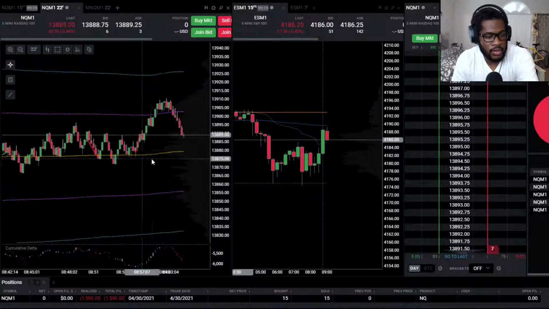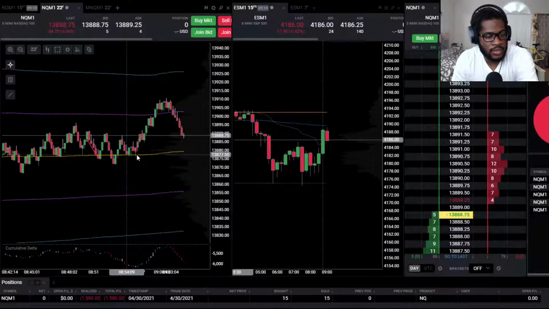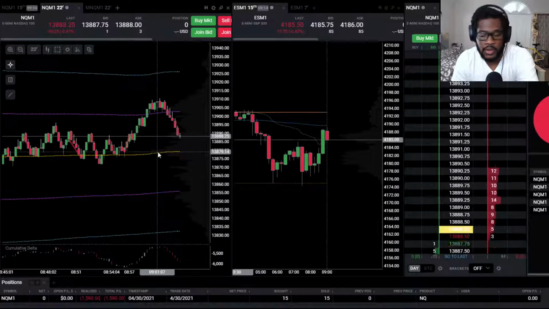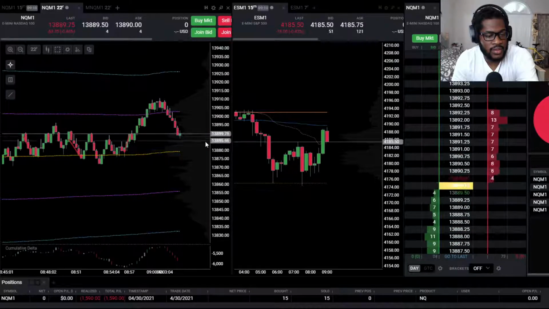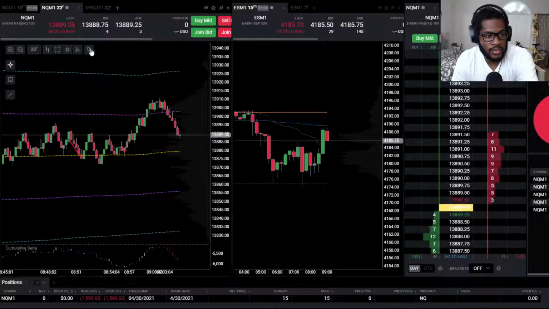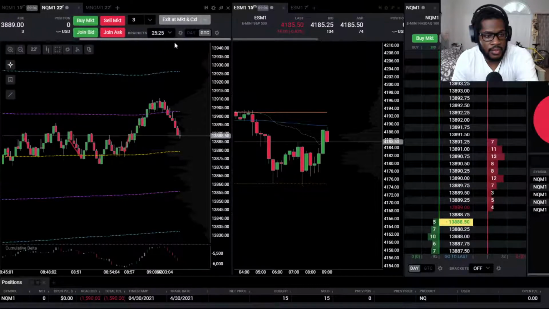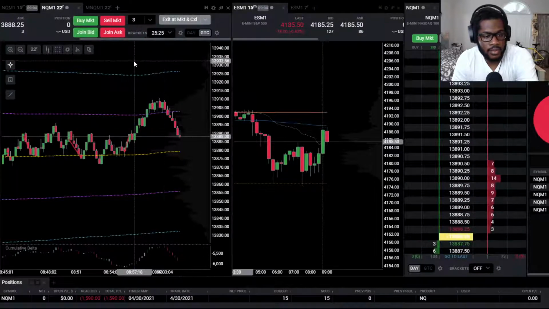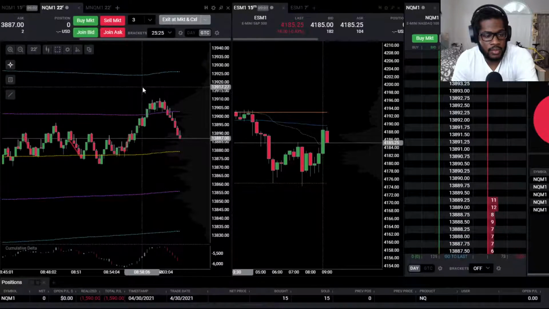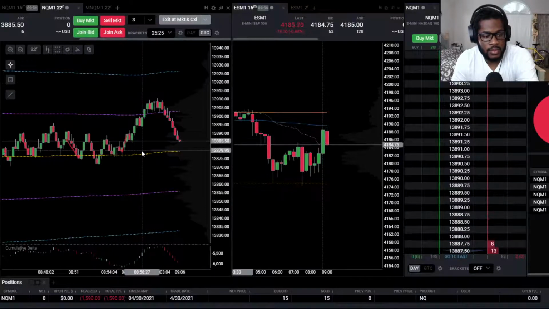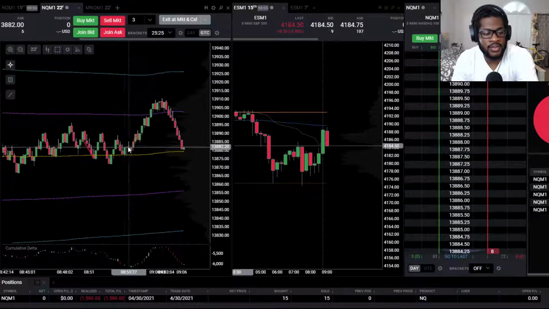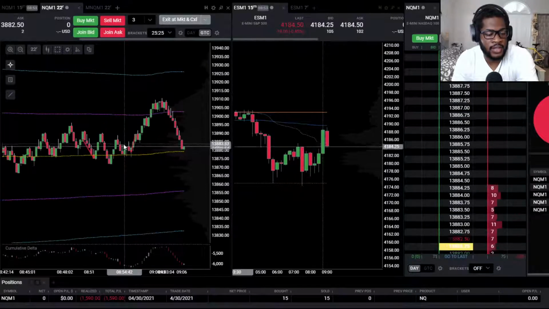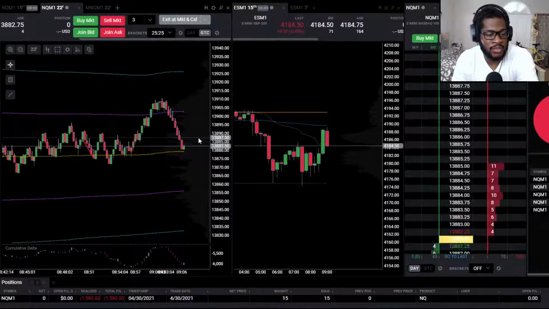Okay. Nice pullback here. Let's see if it can touch VWAP and if we can get a VWAP bounce. The VWAP bounce is one of my favorite trades to take. We'll see if I get it here. Don't want it to crack VWAP. I want it to start pushing back up right now.